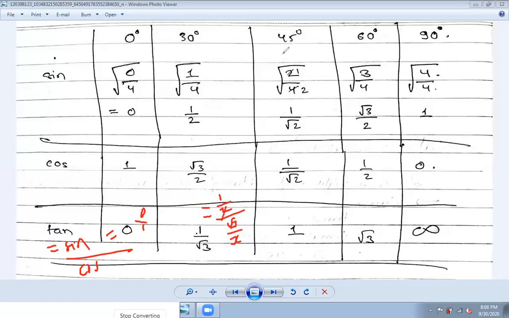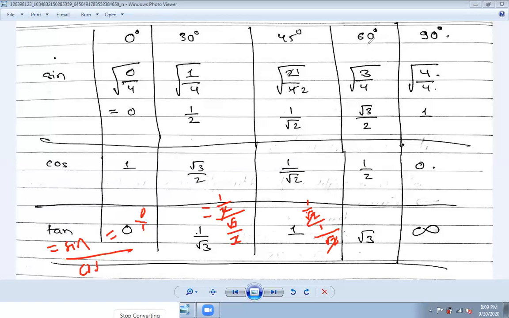Tan 45 means it is sine 45 divided by cos 45. We have to divide these two. So 1 by root 2 divided by 1 by root 2. Here is 1 by root 2, here is also 1 by root 2, so root 2 and root 2 will be cancelled. What is the final answer? 1 by 1 means 1. In this way we got the value 1.